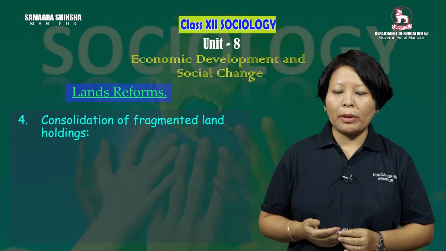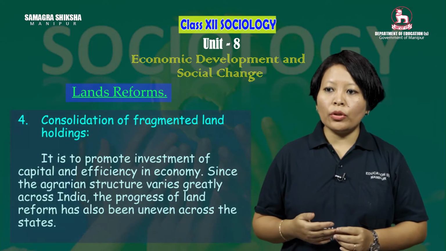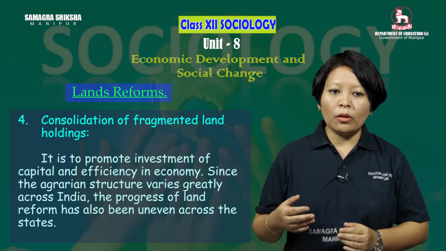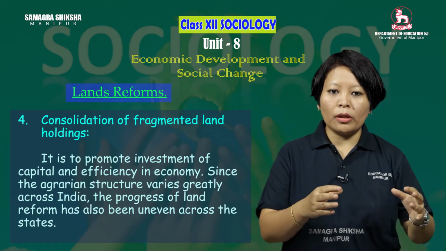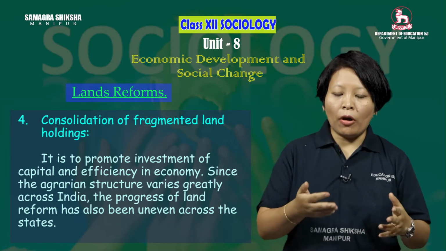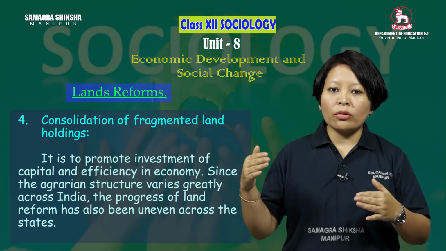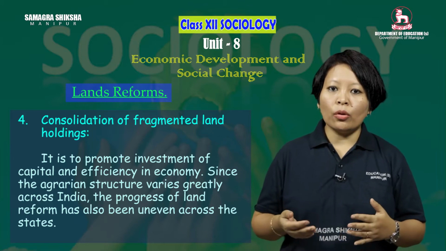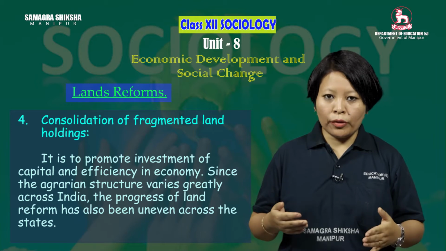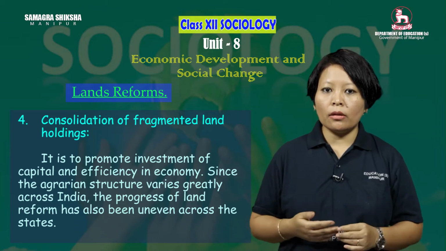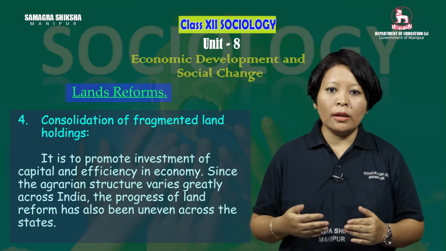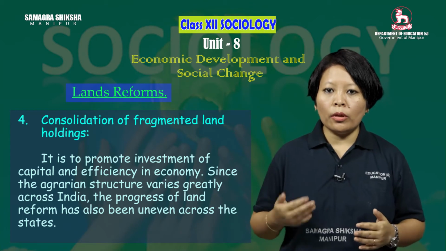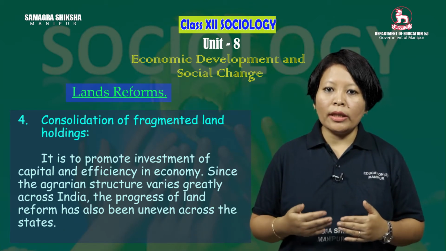Fourth, consolidation of fragmented land holdings. It is to promote investment of capital and efficiency in the economy. For example, if a farmer owns a small portion of land in a particular area, and next to the farm are, let's say, houses, such fragmentation hinders the productivity of the farm. So in order to improve production, the government wants to consolidate the small land holdings into a huge area in which the production, the quality, the yield will be more.